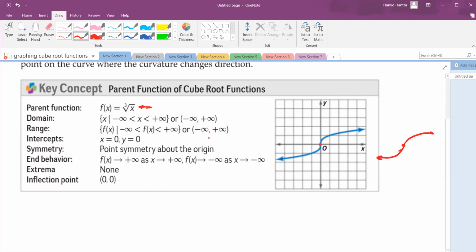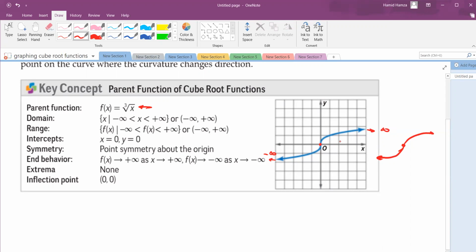You will notice that we have no restricted number, so that means with the cube root you can use a positive number or a negative number. Because of this, the domain is all real numbers. It goes to infinity here and to negative infinity. That means the domain is from negative infinity to positive infinity.